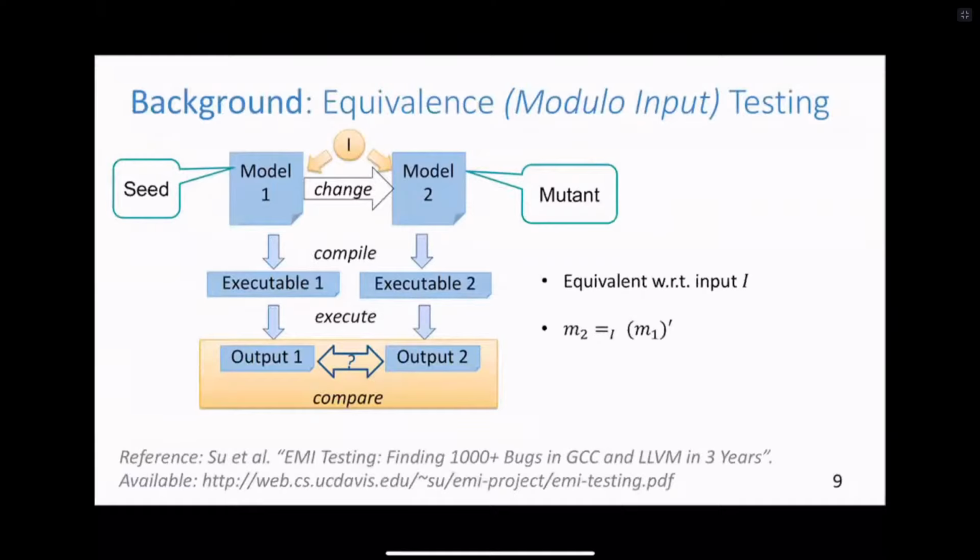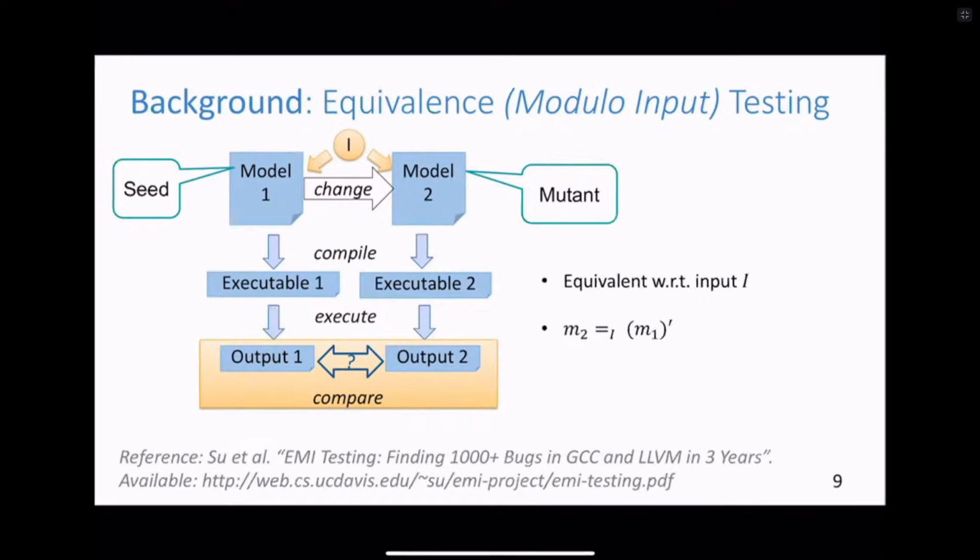Now, quick background on equivalence modulo input-based testing. This is the idea that we use in the paper. So instead of plain differential testing, where we just take a model and compile it in two different compiler configurations, now we take one Simulink model, we call it seed, and introduce a small change and call it a mutant, such that the seed and the mutant are functionally equivalent. So since they're functionally equivalent, when we compile and execute and compare their output should also be same for a fixed input. And if it's not same, then it means that we have also found a compiler bug.